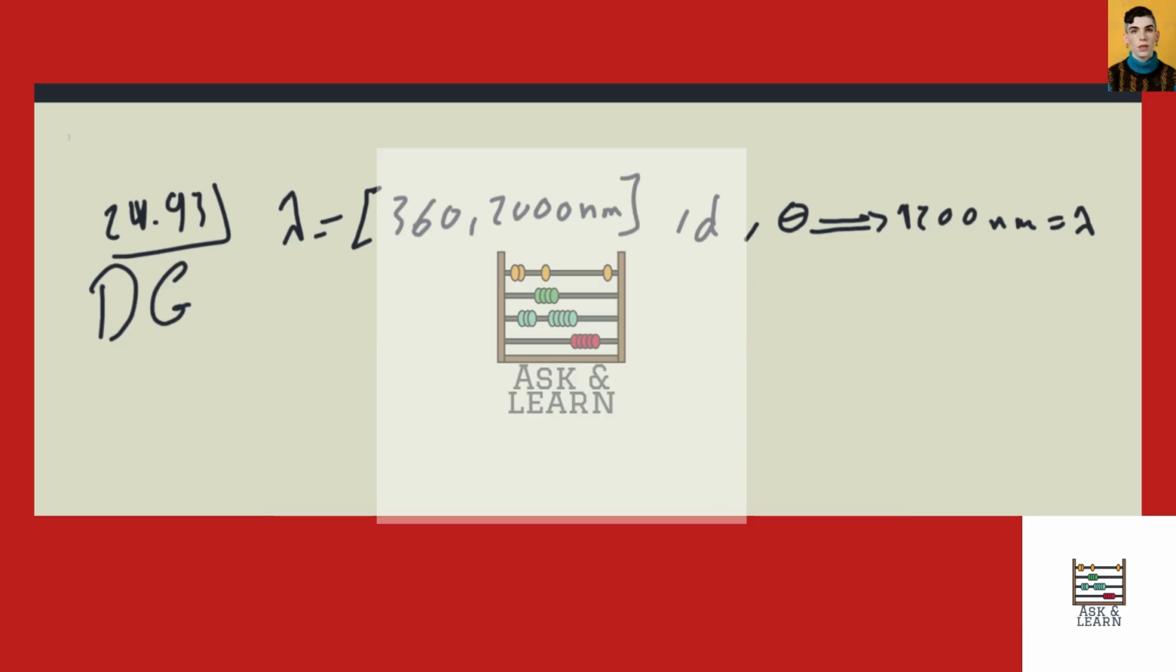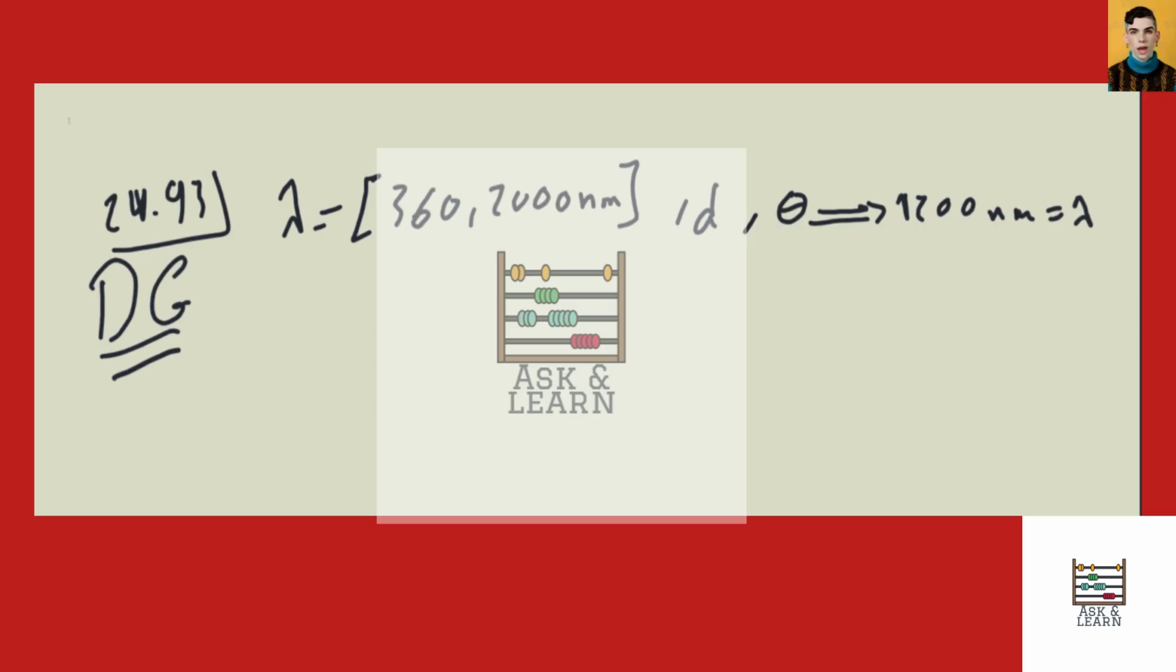Okay, so this is problem 24.93, and it's actually a diffraction grating problem. We have a diffraction grating that has a separation distance between the slits called d. We're going to shine a source of light, which is continuous light in the range, so it has wavelengths between 360 nanometers and 2000 nanometers.